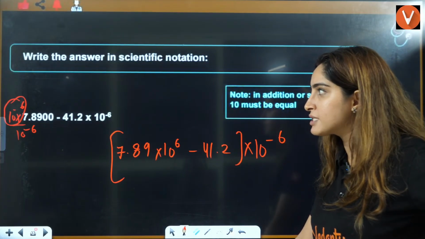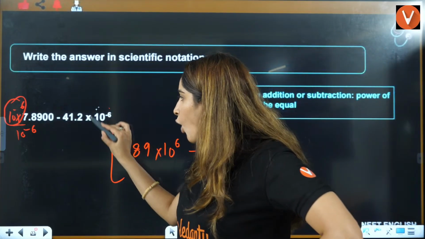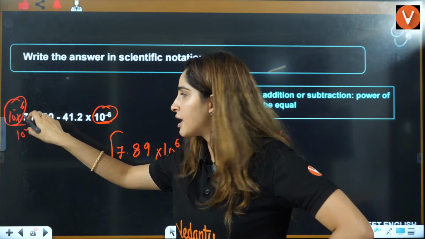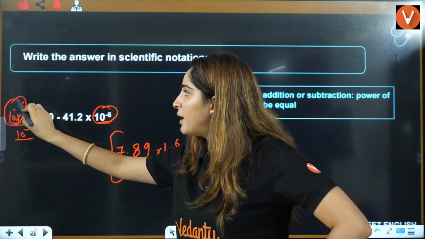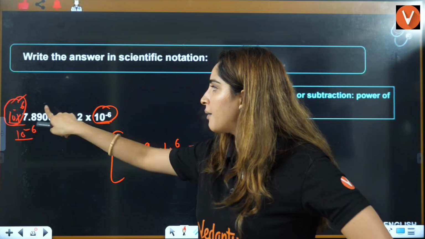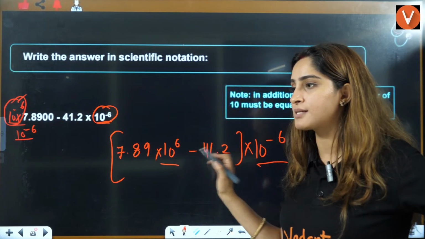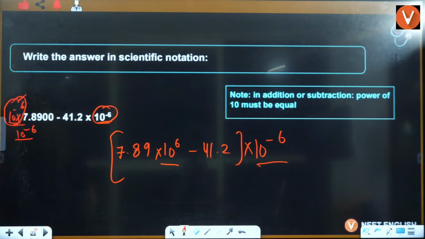Okay, so that is just a way to understand what you have to do. Take a common value. You have to make this also 10 raised to minus 6. So you have to multiply and divide this by 10 raised to minus 6. Multiplication, you have taken it as common. The division will come to the numerator side and it will become 10 raised to 6. And that is how you will have your answer here, right?